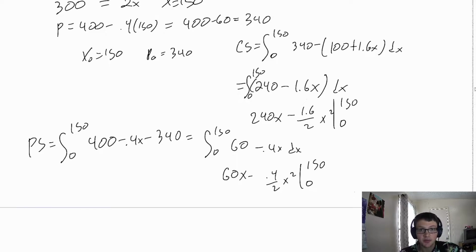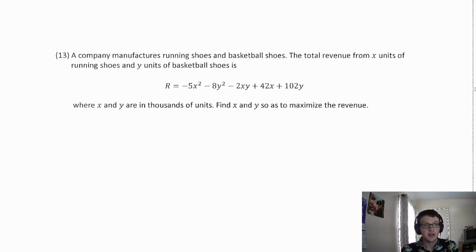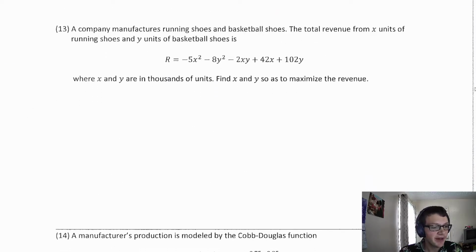Producer and consumer surplus. One last question for us to worry about. A company manufactures running shoes and basketball shoes. The total revenue from x units of running shoes and y units of basketball shoes is given by the following function. R equals minus 5x squared minus 8y squared minus 2xy plus 42x plus 102y, where x and y are in thousands of units. Find x and y so as to maximize the revenue.